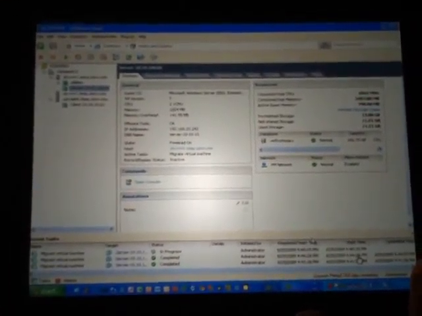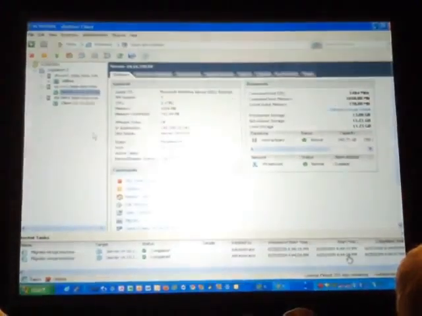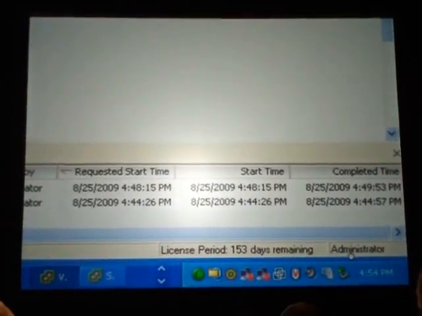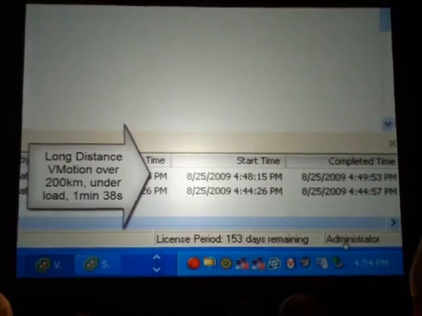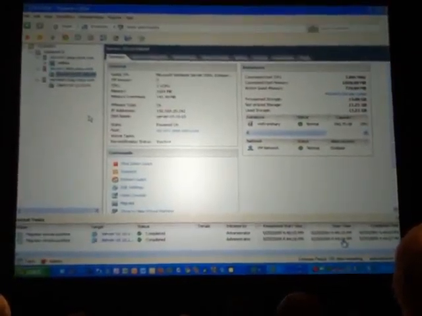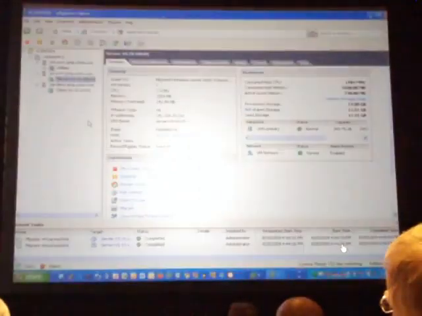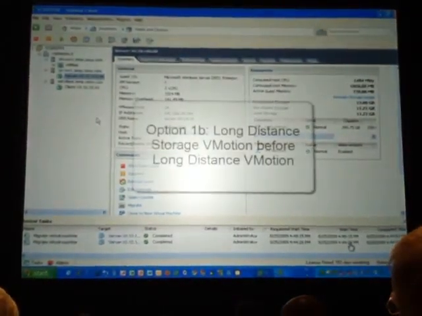And off it goes, operation starts, and through the magic of some time lapse, you can see that it basically took 1 minute and 38 seconds under this particular load over that distance. Still very, very good. That's basically the far right of the graph that you saw earlier, right?